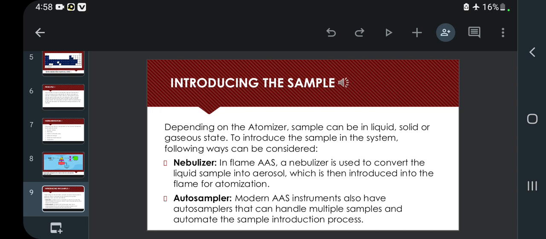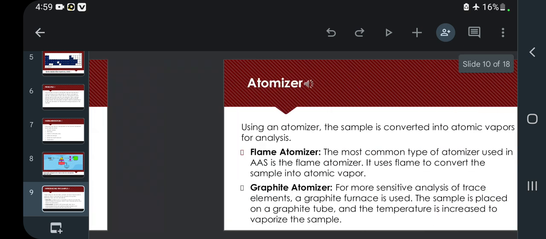Introducing the sample. Depending on the atomizer, sample can be liquid, solid, or gaseous state. Thus, to introduce the sample in the system, following ways can be considered: Nebulizer. In flame AAS, a nebulizer is used to convert the liquid sample into aerosol, which is then introduced into the flame of atomization. Auto sampler. Modern AAS instruments also have auto samplers that can handle multiple samples and automate the sample introduction process.